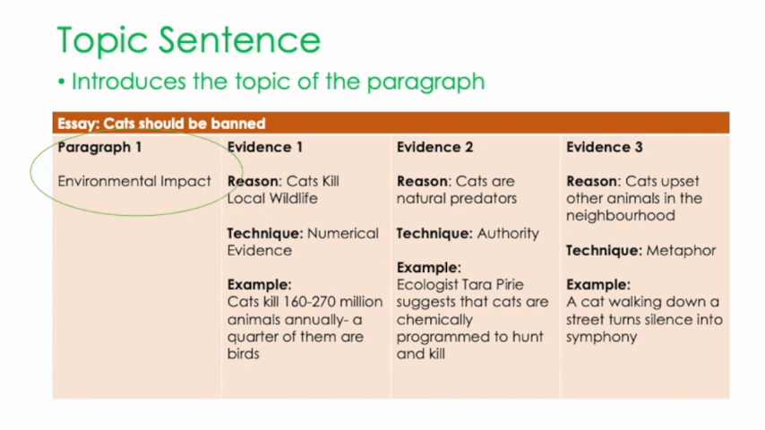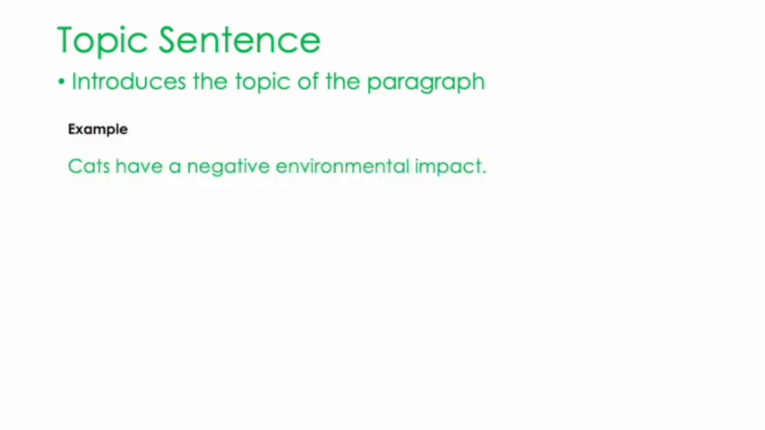There's a couple of other keywords that are going to be useful. The topic of my essay is that cats should be banned, so the word cats should be in my topic sentence. I might also want to be clear about whether it's a positive or a negative environmental impact, so that people are really clear which side of the argument I'm taking. My topic sentence in this case is, cats have a negative environmental impact.